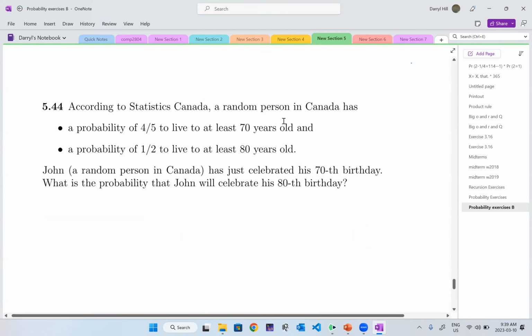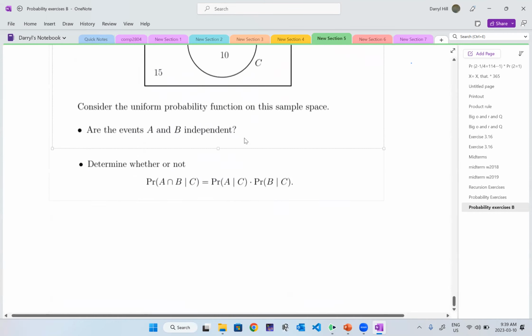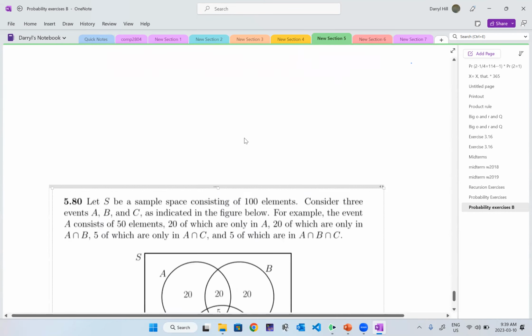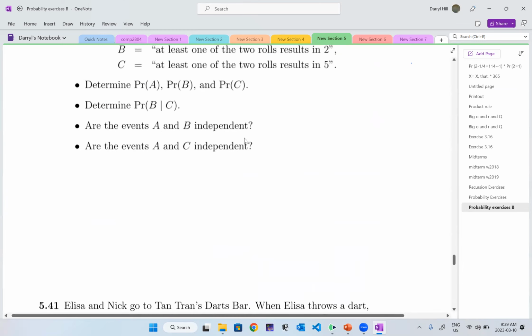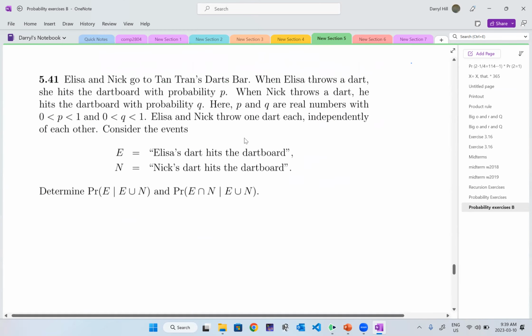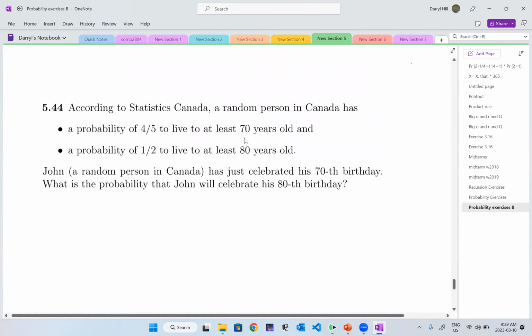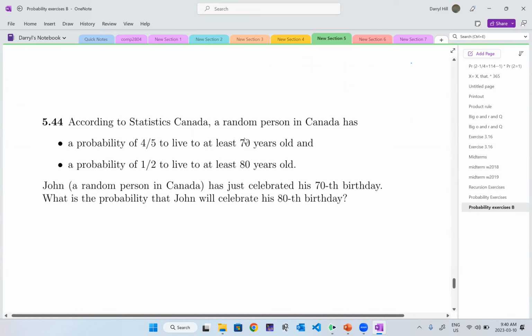All right. So here's an interesting one. This is simple. This is just conditional probability, and then we'll go to independence. This one, yeah. So we'll do this one first, and then we'll come back to the previous one. This is just a nice little example, and it's interesting.